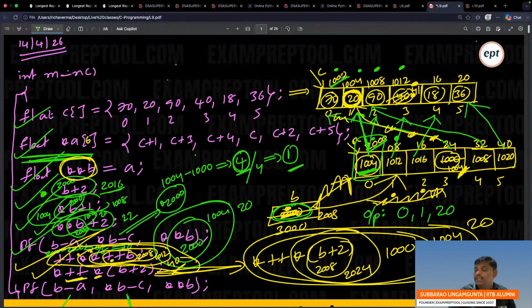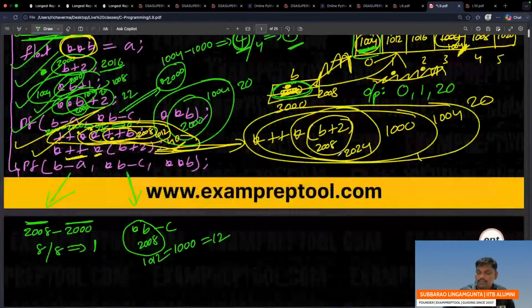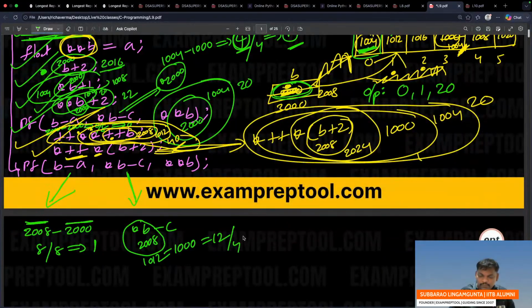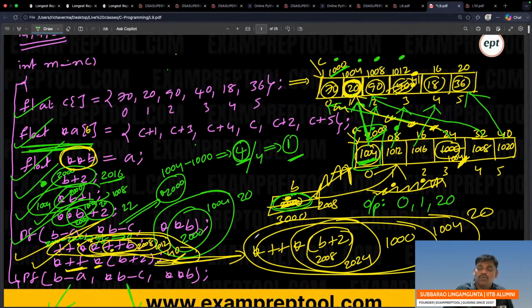Totally, if you observe clearly, it is 12 bytes of memory. But I don't want memory, I want elements. In this particular array, every element size is 4 bytes. Divide by 4, it is going to be 3. If you want, you can verify. Before 1012, from 1000, 3 elements are there.